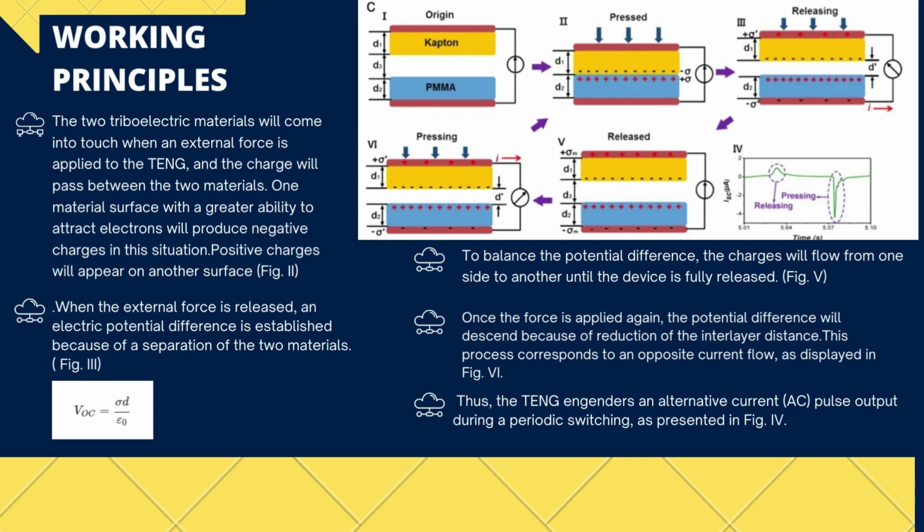To balance the potential difference that is produced, the charges will flow from one side to the other until the device is fully released, which we can see in figure 5. Once the force is applied again, the potential difference will descend because of the reduction of the interlayer distance. This process corresponds to an opposite current flow, as displayed in figure 6. Thus, the TENG generates an alternating current AC pulse output during periodic switching, as presented in figure 4. So this is the small process of the working principle of the TENG, the triboelectric nanogenerator.